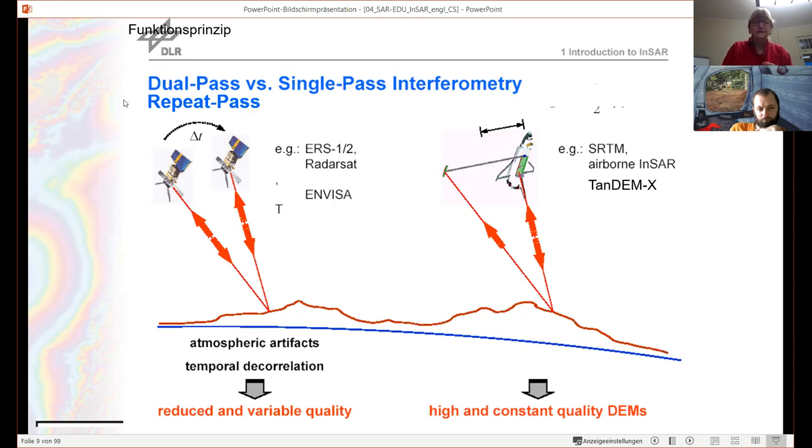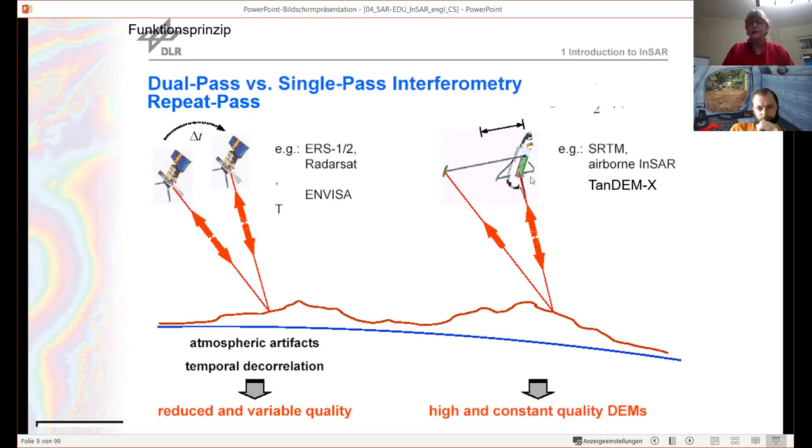Now in the phase effect of dual pass or repeat pass, something may have changed on the surface, like vegetation, where the leaf is not at the same place. So let's think one step further. Yesterday I showed you the coherence images, and we saw those differences in coherence on the surface only because it was a repeat pass acquisition. Now there was delta T.